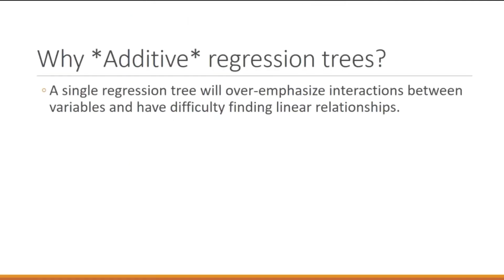So that's a single regression tree. What we're using when we're talking about BART are additive regression trees. And this is because if we do stick with just a single tree, that's going to place a lot more emphasis on interactions. So in the plot that we just saw, that's not possible. There's only one predictor. But it's also going to have difficulty finding linear relationships.